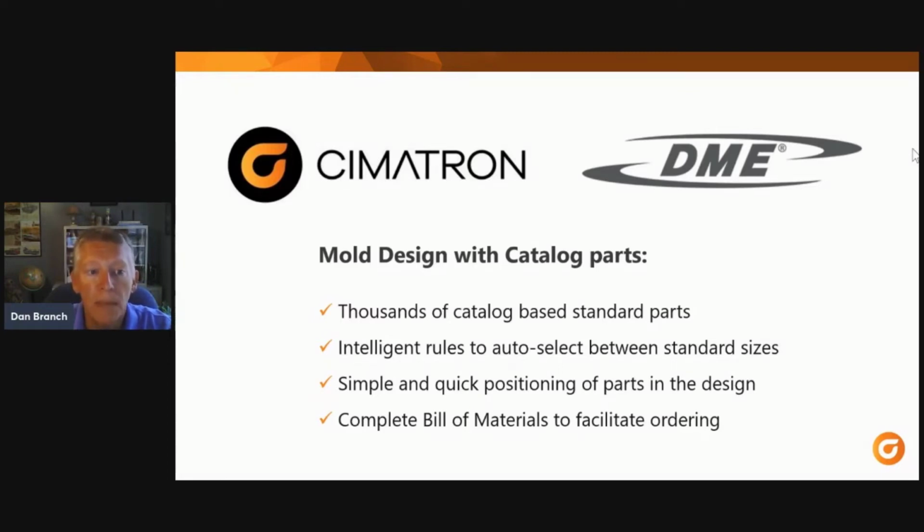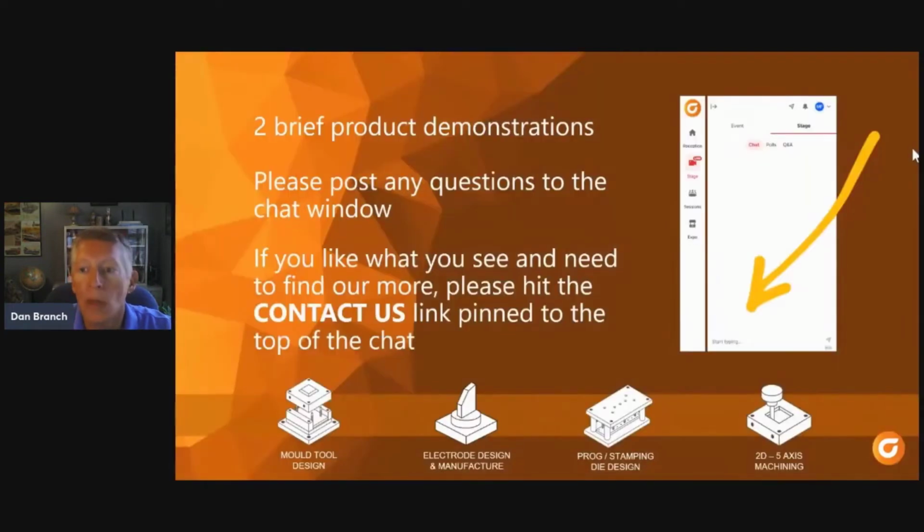First and foremost, that means having access to a huge array of ready-to-go components for molds. But it also means having the tools to quickly identify the correct size and simplify its placement in the mold. And also the power to quickly edit and change the design if it's needed. And of course, an automated bill of materials to assist with the ordering process. We're going to go through a couple quick demonstrations. So let's get right into Cimatron and get involved in a mold design.